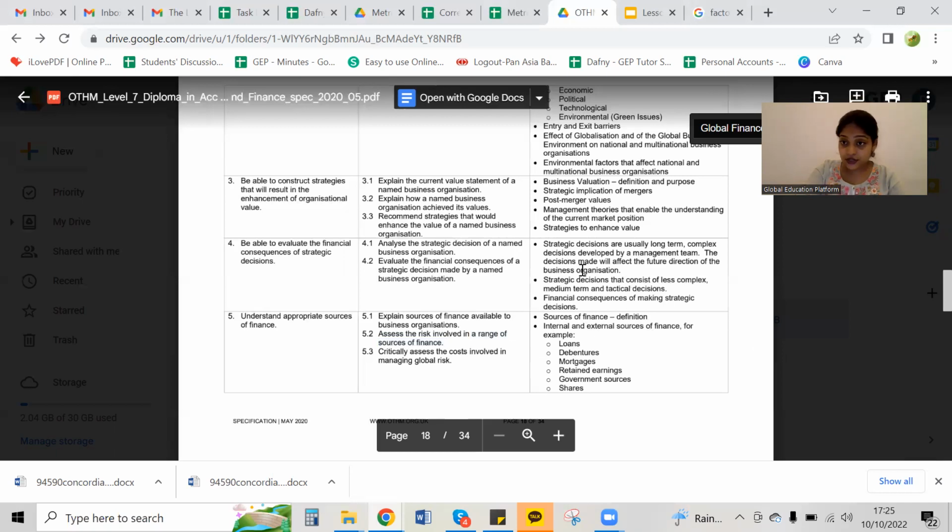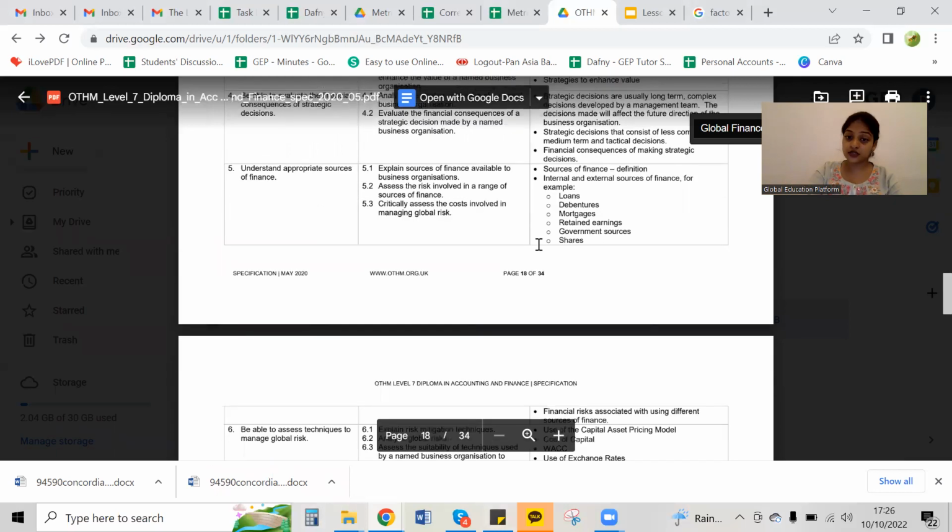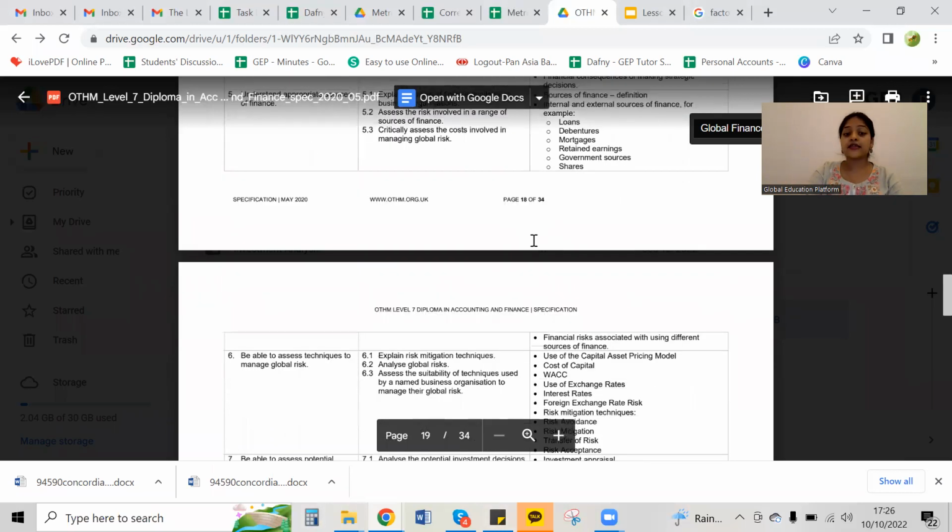Sources of finance, the definitions, and then the internal and external sources of finance. Here are a few that they've mentioned, actually a lot. Loans, debentures, mortgages, retained earnings, that is from the organization itself, government sources, government funds provided to businesses, and shares, preference shares, ordinary shares, and then financial risks associated with using different sources of finance. These are the things that would cover learning outcome 5.